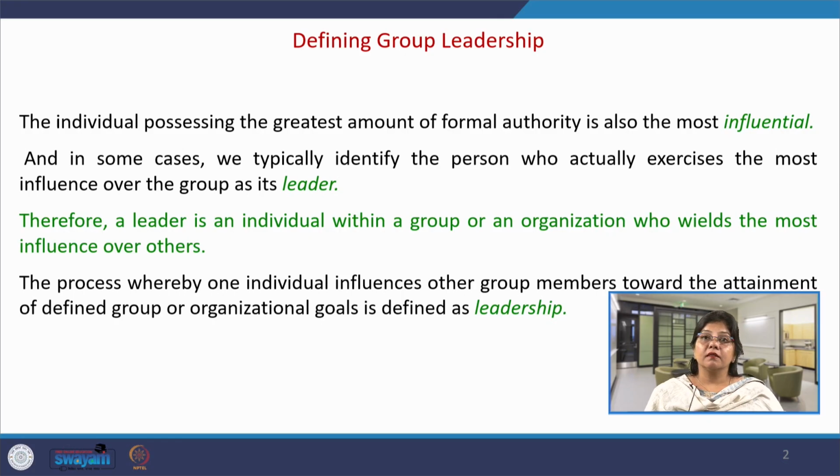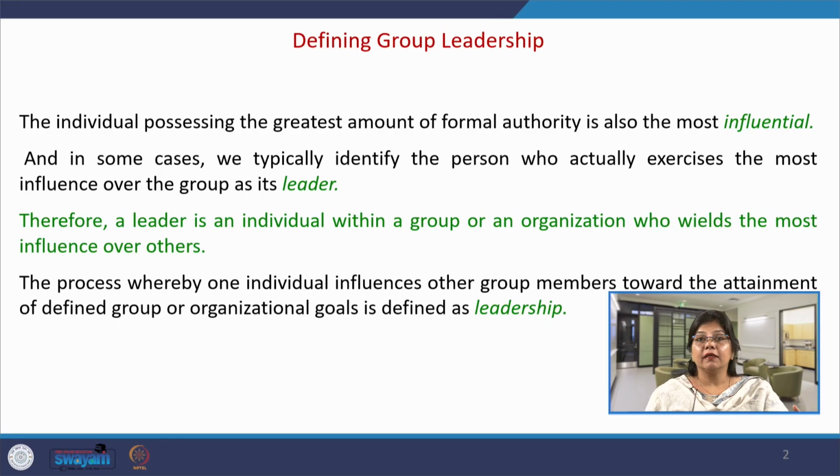Whereas, in some cases it has been identified that the person who actually exercises the most influence over the group is the leader. So, it is not only that the person who has the greatest amount of formal authority will be a leader. It also requires the ability to exercise that authority and influence on the people. Whenever we are talking about a leader, it is about the manner in which an individual has the competency to execute that influence and authority over people.